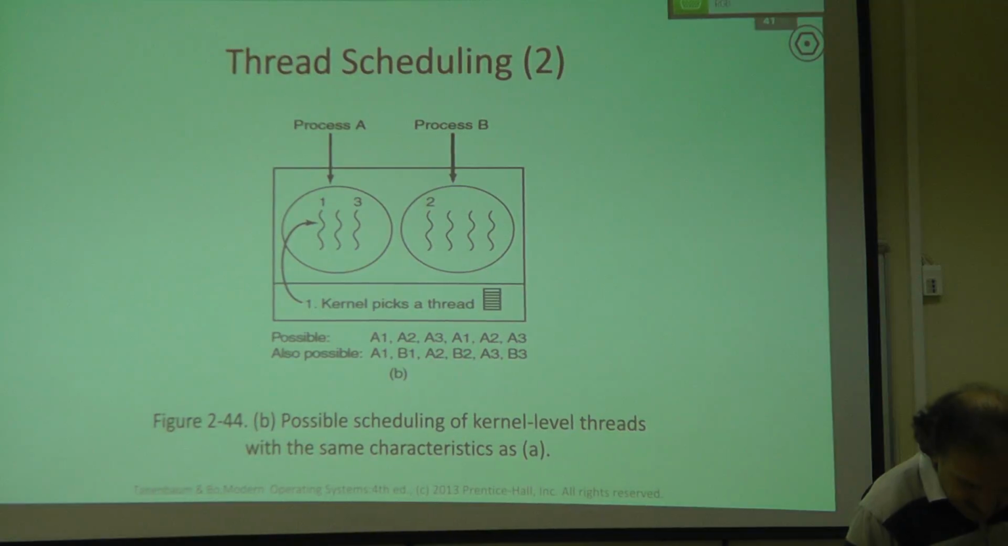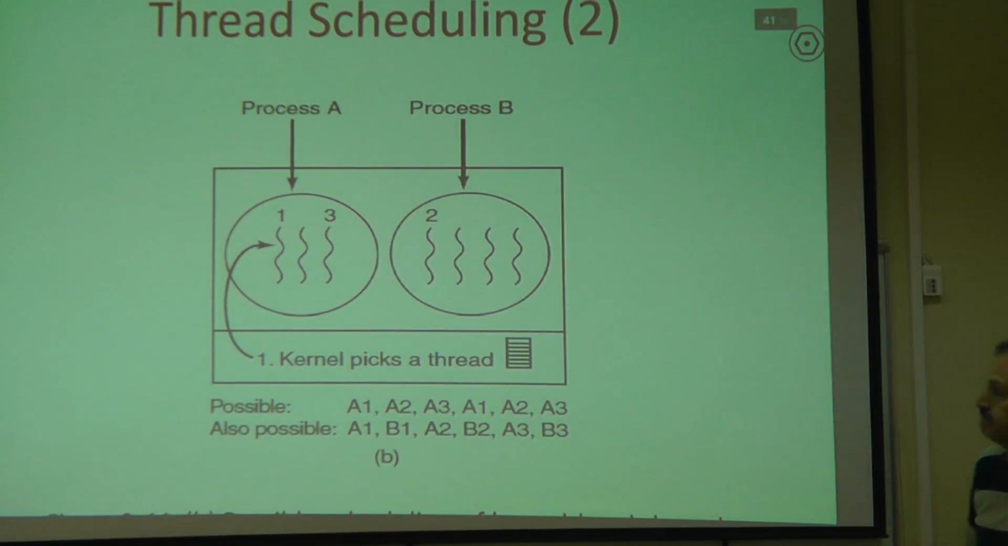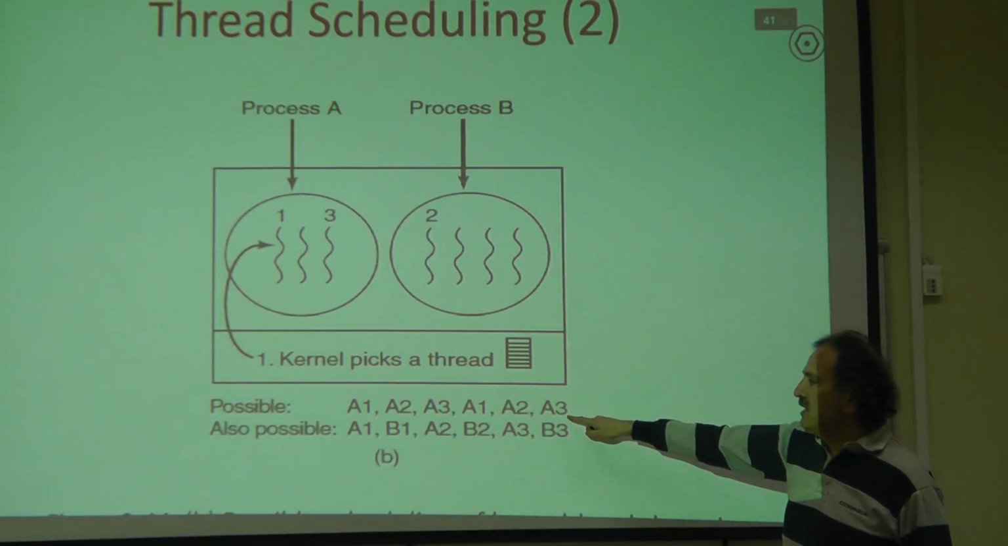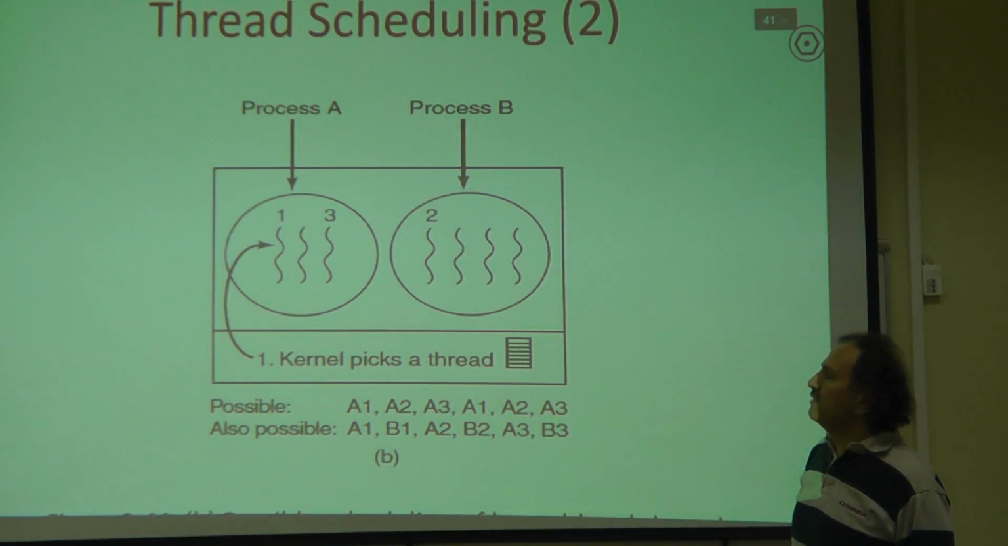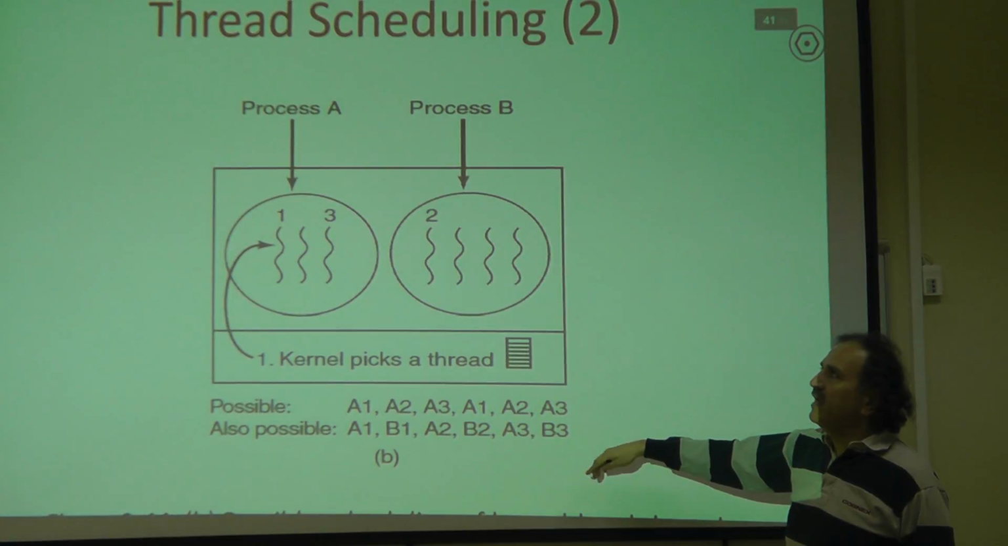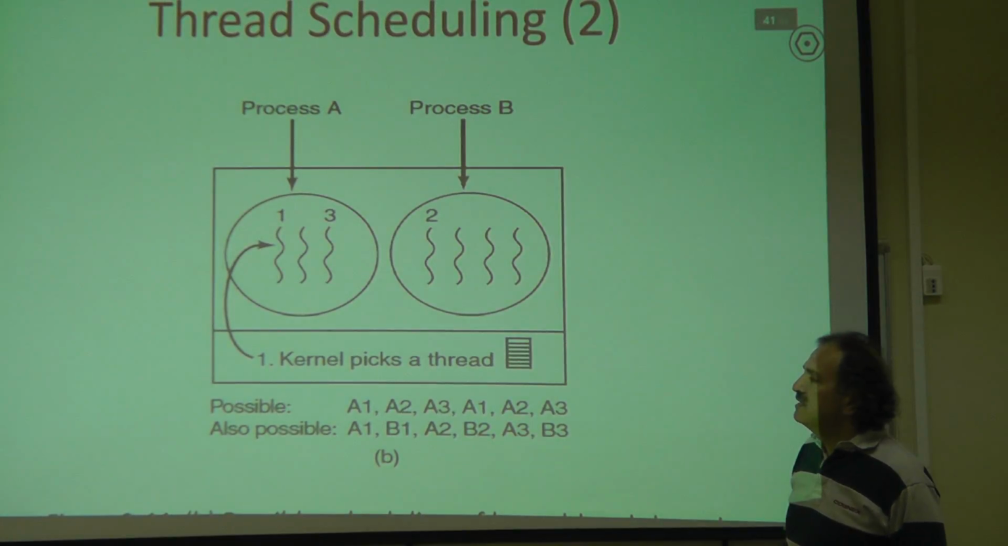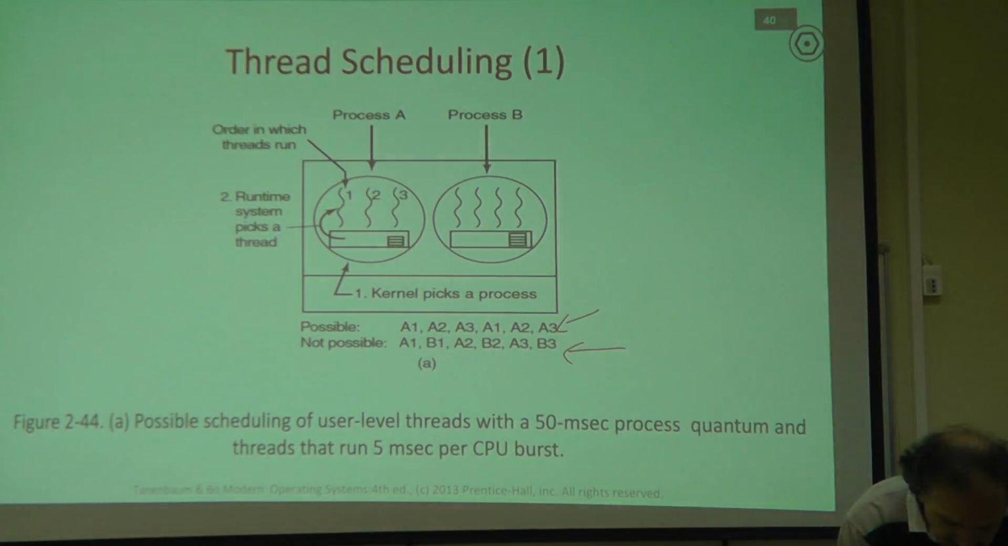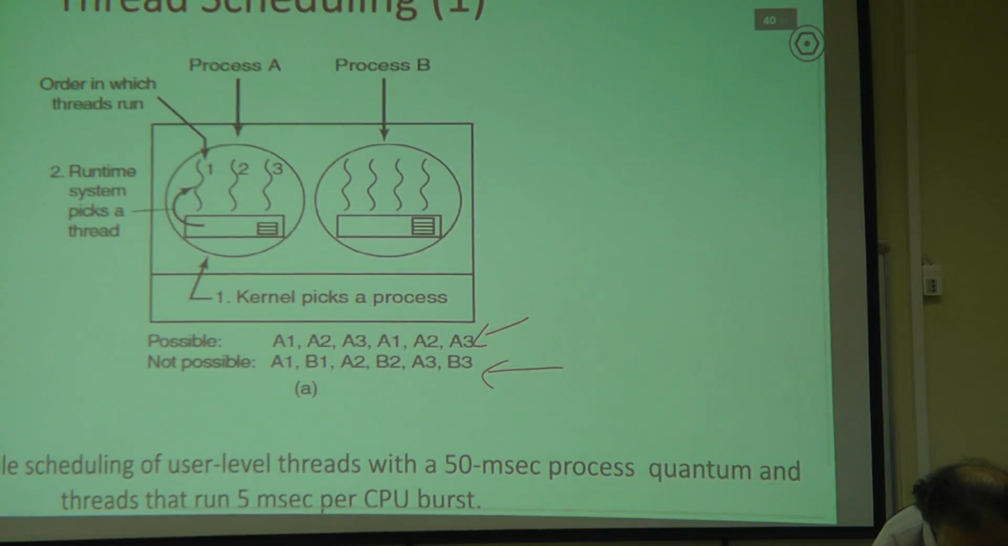If I switch to kernel space threads, then it is possible to do this and also that. Both of them can be done. The advantage is that I can increase the interactivity of the threads of A and B at the same time. Otherwise, in the user space, it is still possible to do this.